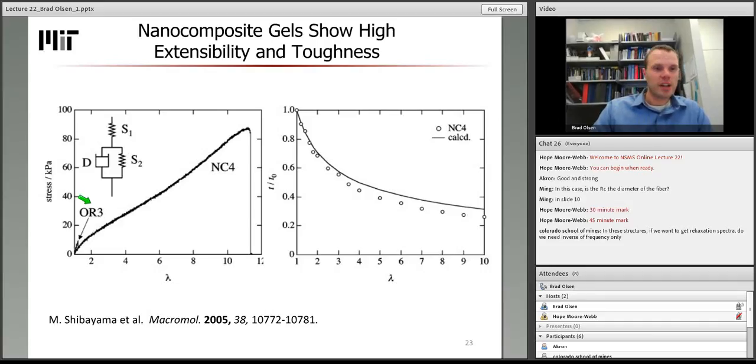But the nanocomposite gel can be extended to very high stresses, greater than 80 kilopascals, and a stretch ratio greater than 10. Imagine this in your own kitchen, trying to stretch a block of Jell-O gelatin to a stretch ratio greater than 10. If you try to stretch Jell-O gelatin, you get a property similar to this OR3 chemically cross-linked gel. So this ability to go to these long stretch ratios is much more like a rubber band than what we traditionally envision a hydrogel.